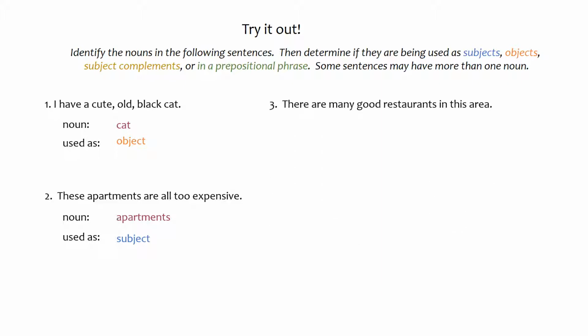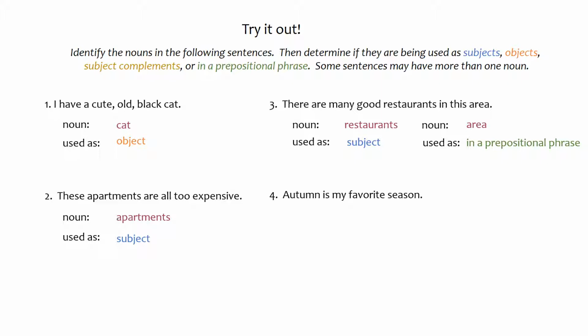Number 3. There are many good restaurants in this area. Can you identify the noun? Restaurants. And how is it being used? As the subject. Do we see another noun in this sentence? Area. And how is that being used? In a prepositional phrase.